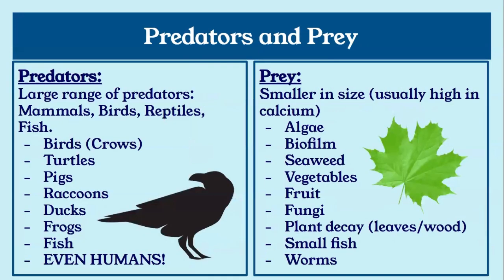So some of the predators are going to be organisms like birds, turtles, pigs, raccoons, ducks, frogs, fish, and even humans. They have a large range of predators due to their high nutritious value. Now, to get that nutritious value, they feed on organisms high in calcium like algae, biofilm, seaweed, vegetables, fruit, fungi, plant decay, small fish, and even worms.